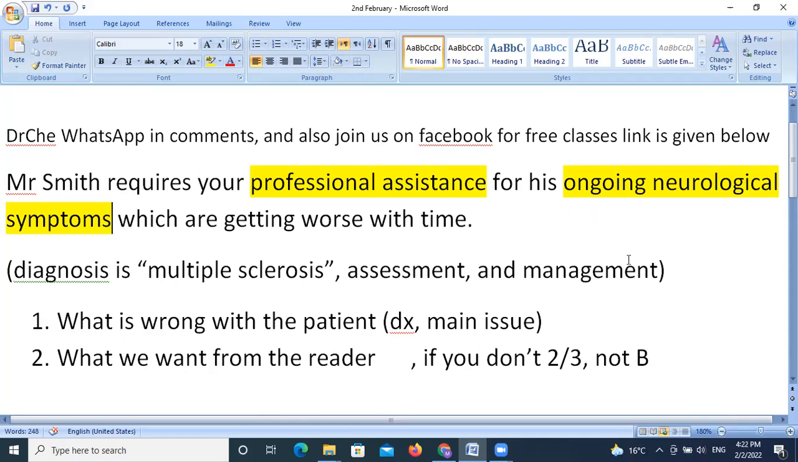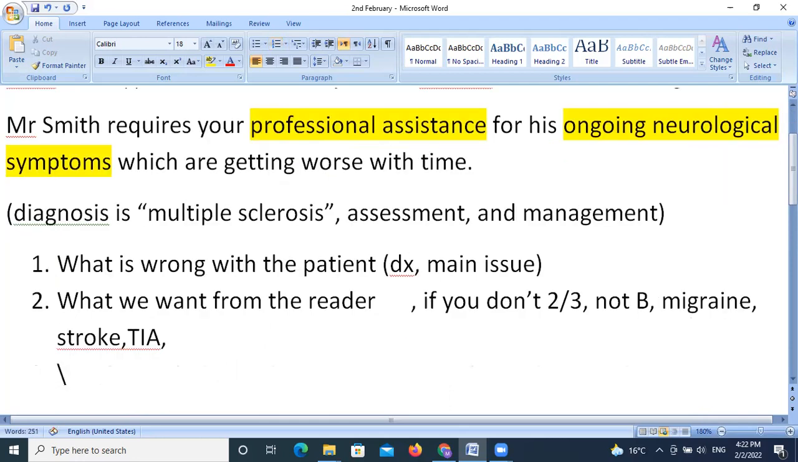Number two, ongoing neurological symptoms, it is not clear. What kind of symptoms? Let us consider, it can be migraine, it can be stroke, it can be transient ischemic attack. It can be anything related to our brain. Okay, neurological symptoms. So what we need to do, what is the main diagnosis of this patient?